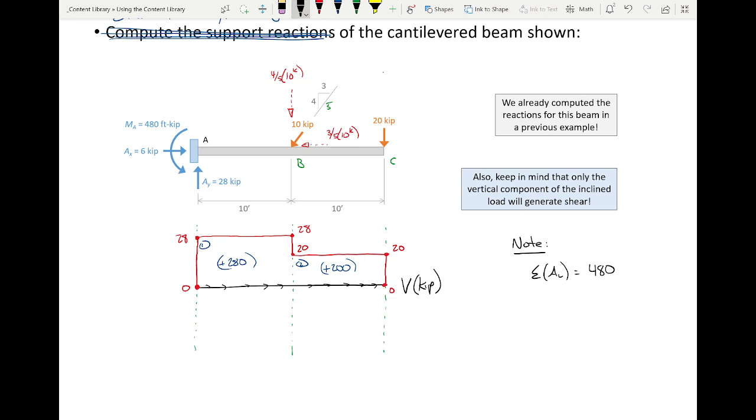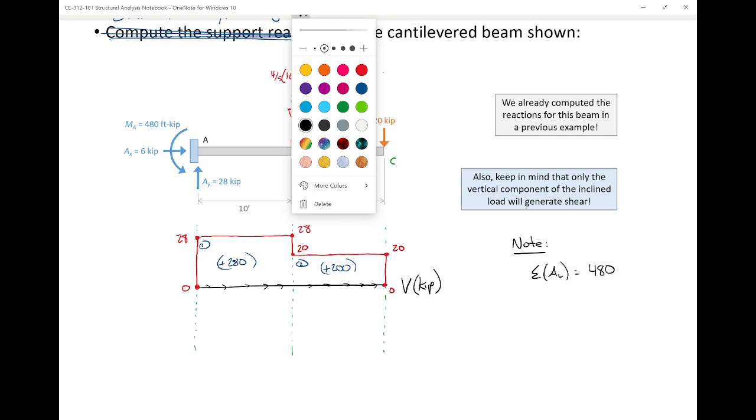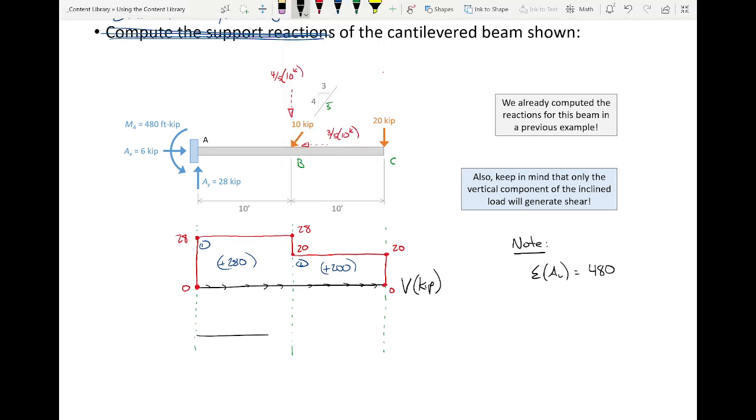Which means the following. When I start my moment diagram, what is the very first thing that I see when I draw my moment diagram? What's the very first thing I have to deal with? The 480 foot kips. And which direction do I draw that? Down. I draw it down because these areas have to bring me back up.